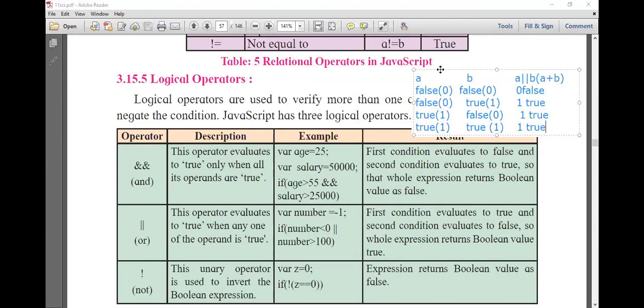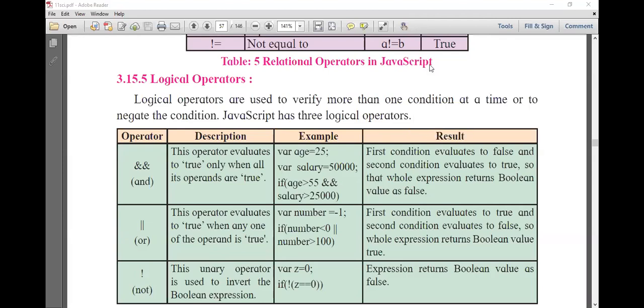Clear? Did you understand logical operators, mathematical operators, as well as relational operators? Yes, give me an answer. Are all things clear now? Very good.